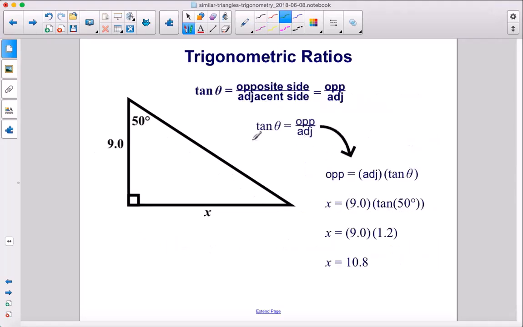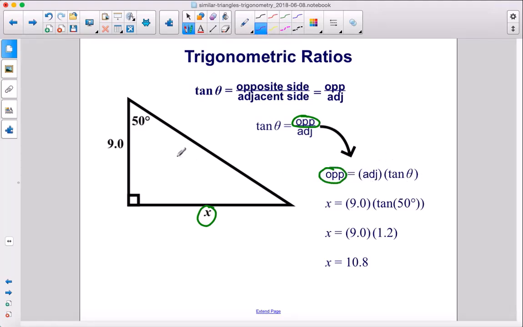All right, so we have the ratio here, tan theta equals opposite over adjacent. And in this case, we are looking for the opposite side, that is x. So we'll solve this for opposite, multiply both sides of the equation by adjacent, it cancels out on this side and moves to the other side. We have opposite equals adjacent times tan theta.